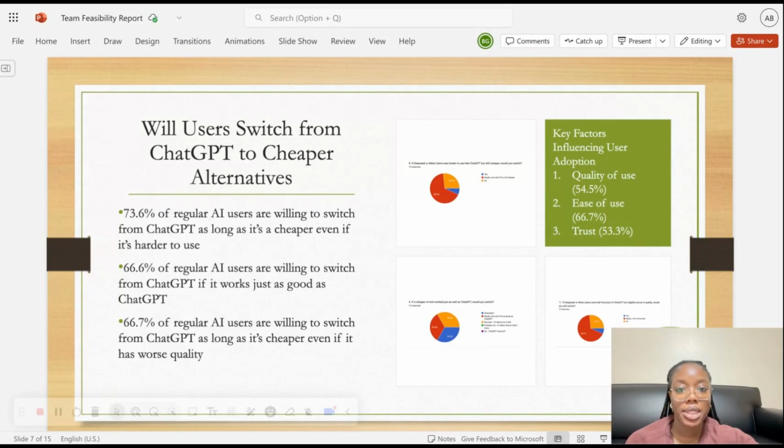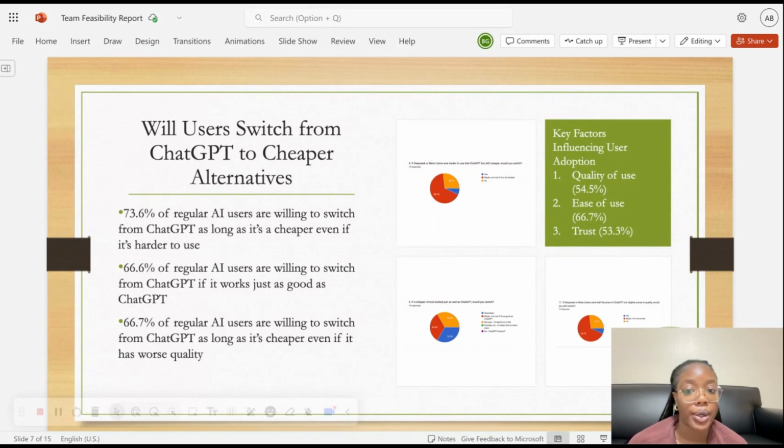Hi, my name is Adeshwa Benson, and for my team's feasibility report, the topic we chose was the feasibility of making AI more economical. And I focused on the feasibility that users will switch to a lower cost AI tool like DeepSeek or Meta's Llama.